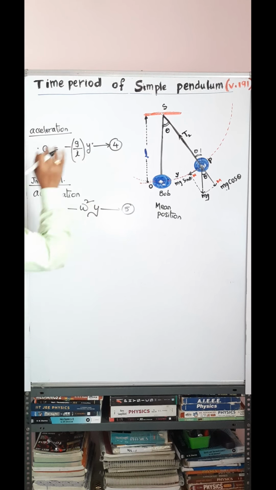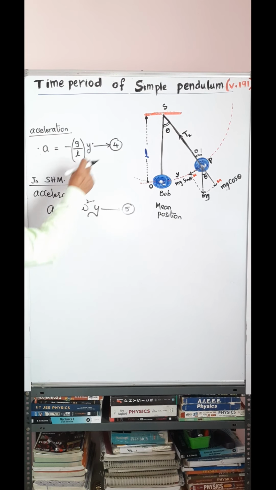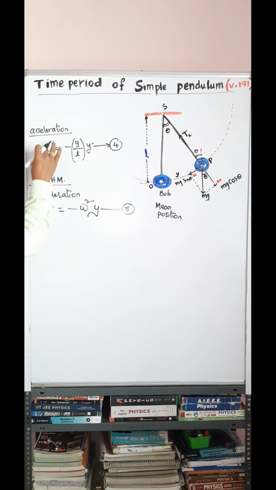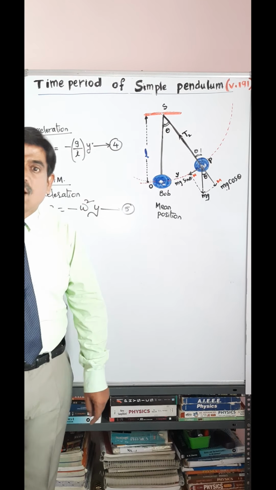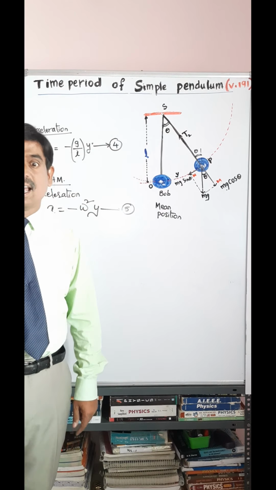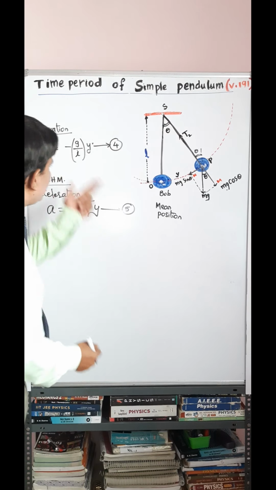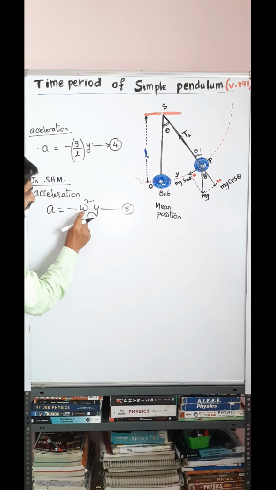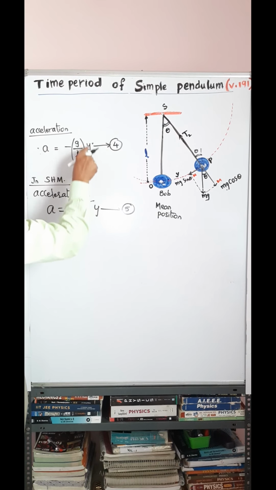Now please listen here. Equation 4 and equation 5 both represent acceleration. Now you compare these 2 equations. A equals A, minus equals minus, Y equals Y. You are comparing a black person and a white person, a short person and a tall person, a fat person and a thin person. Like this you compare. A equals A, minus equals minus, Y equals Y, omega square is equal to g by L.